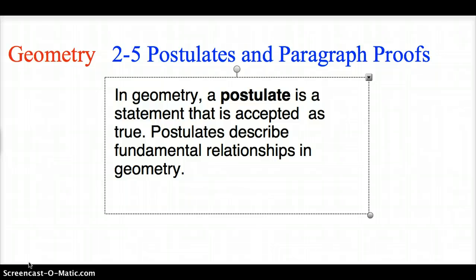We are in section 2-5, which is on postulates and paragraph proofs. Postulates are statements that we accept as being true. Postulates describe fundamental relationships in geometry. We've even learned some of these things through the definitions that we've already talked about.